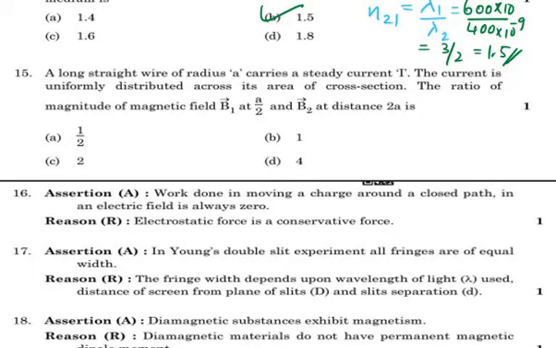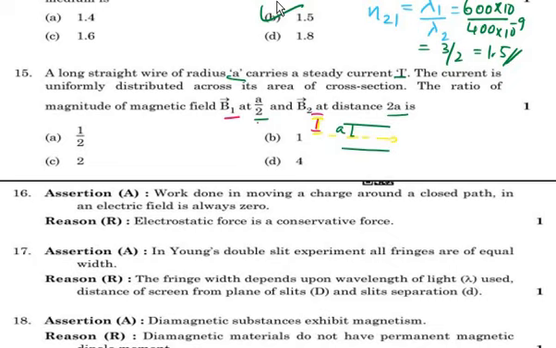Question number 15. A long straight wire of radius A carries a steady current I. The current is uniformly distributed across its area of cross section. The ratio of magnitude of magnetic field B1 at A by 2 and B2 at a distance 2A is. So here you have a long straight wire. Let us say this is a straight wire which is having a radius of A and which is carrying a current of I. So you can see that the current is uniformly distributed across the area of cross section. Now in the question we need to find the magnetic field B1 at A by 2 and B2 at 2A.